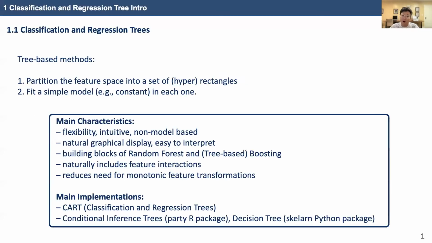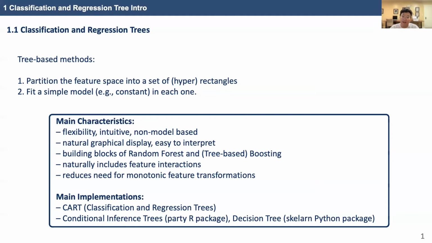Tree-based methods are conceptually simple yet powerful. Decision trees can be applied to both regression and classification problems. In this module, I will focus more on the regression problems. Basically, tree-based methods are based on these two main processes. First, partition the feature space or predictor space into a set of hyperrectangles. And second, fit a simple model, for example, a constant, in each one.